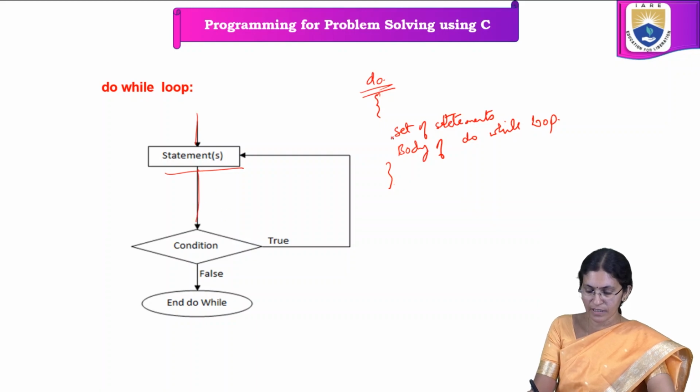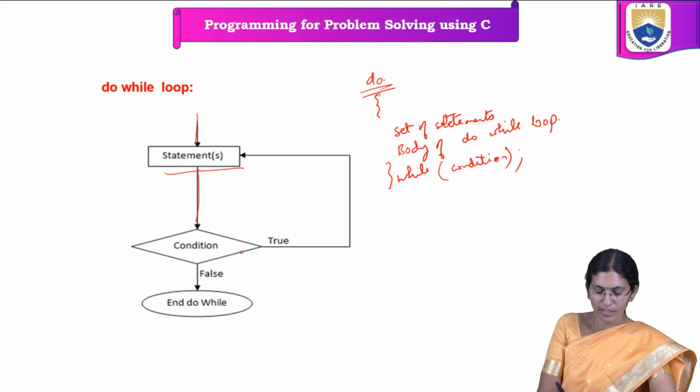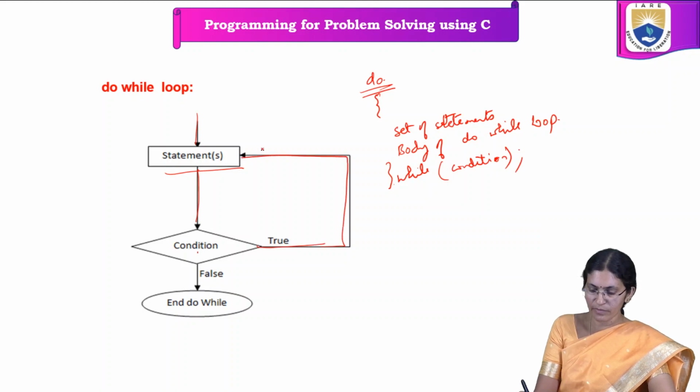After that, when it comes to the end of this, here we have written the while. After that the condition will be checked. If the condition is true, then the statements will be executed again. So once the condition becomes false, it will come to the end of the do while loop.